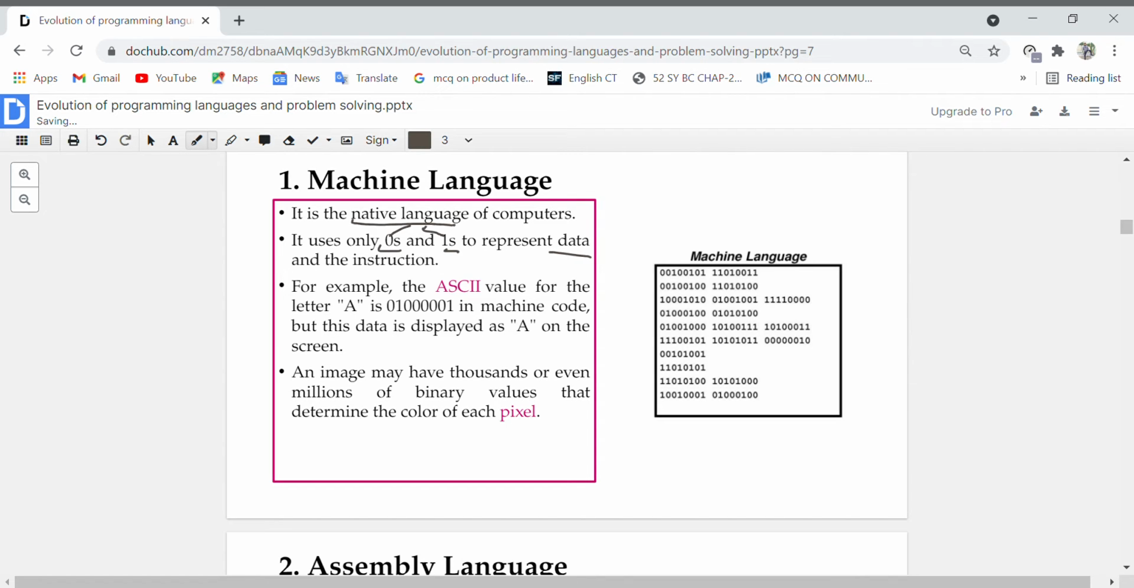And in ASCII, the value of A is 01000001. And suppose you see any image around, it consists of millions, or you can say billions of binary data sets that determine each pixel. So these are the important things you need to learn, and you can also focus on this diagram for any kind of reference.